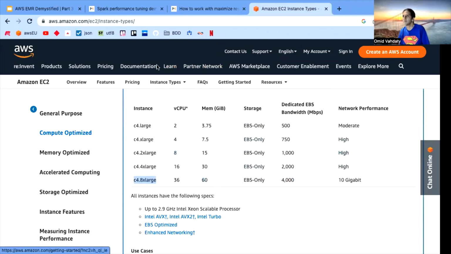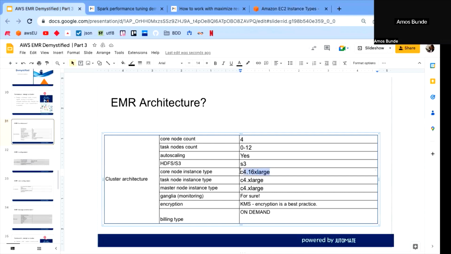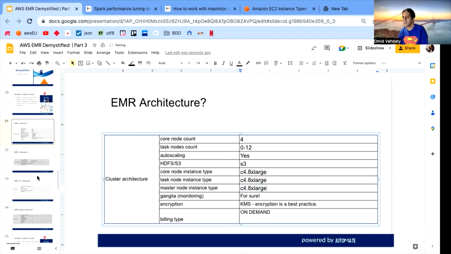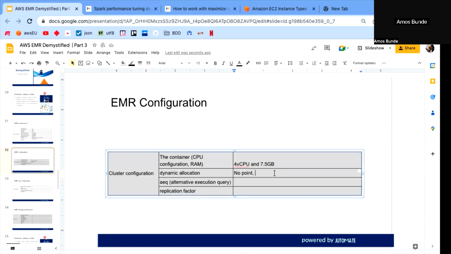Yes, please continue. So maybe if we choose 8x large and give an initial configuration of, let's say, 4 vCPU, can we get 4 vCPU from that 8x large? Yes, why not? I think so. If that is the case, we can use dynamic allocation because we can start with the lower memory. Then the more the task becomes intensive, it can use the remaining vCPU and RAM to scale.